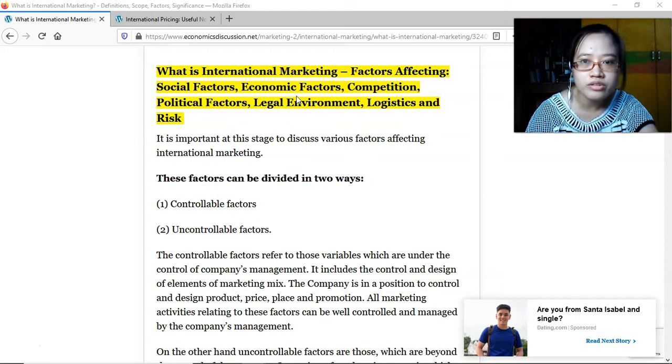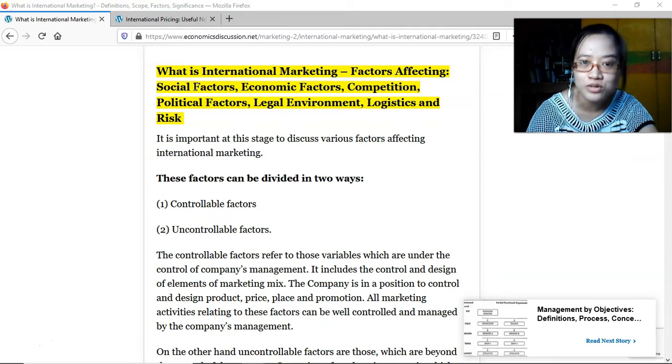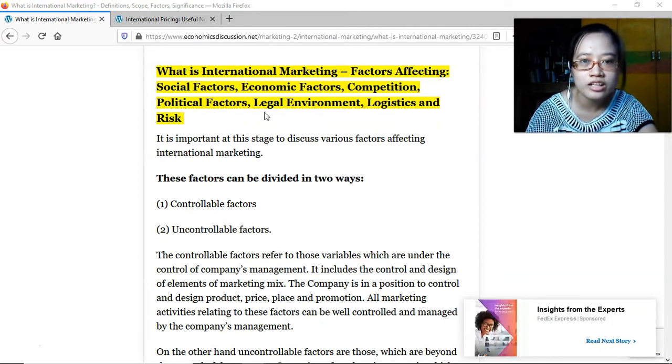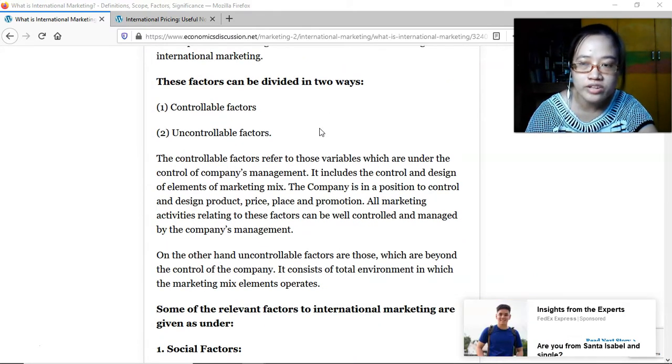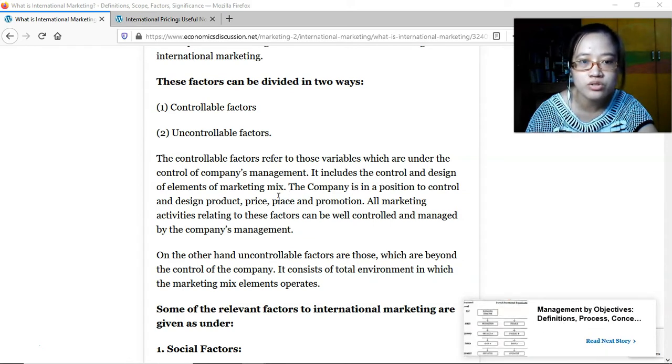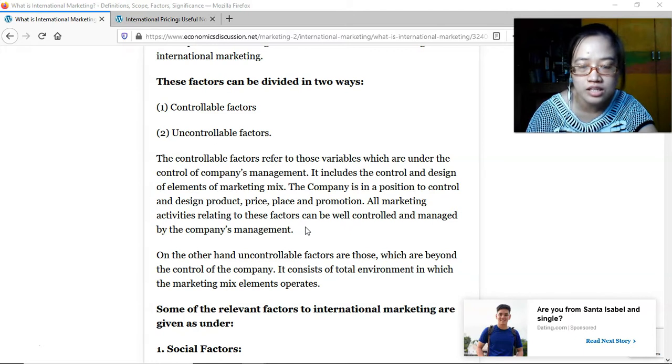Factors affecting international marketing: social factors, economic, competition, political, legal, environment, logistics, and risk. They could be divided in two ways, controllable and uncontrollable. Controllable factors are those variables which are under the control of the company's management. It includes the control and design of elements of the marketing mix: product, price, promotion, and place. The company is in a position to control and design product, price, place, and promotion. All marketing activities relating to these factors can be well controlled and managed by the company's management.